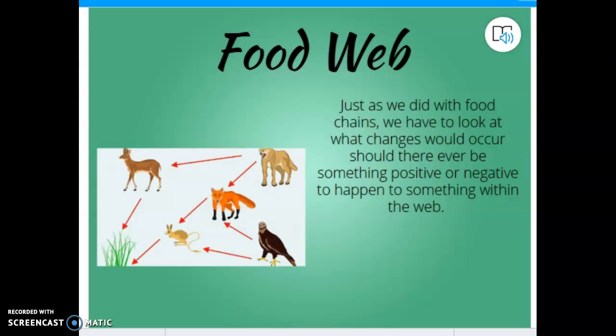And it's going to be very simple. Food webs are going to have those same types of questions. What's going to happen if this happens? And again, we will start breaking those down at the end of our time.